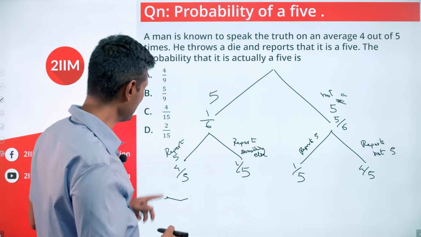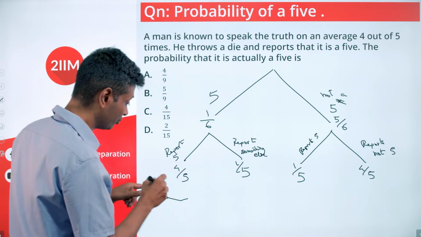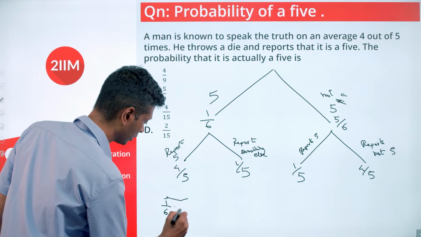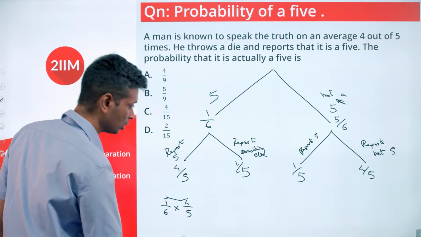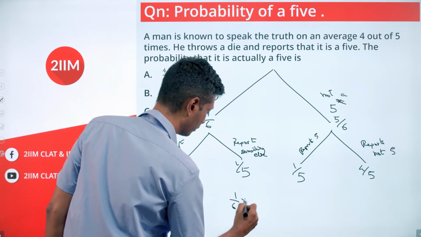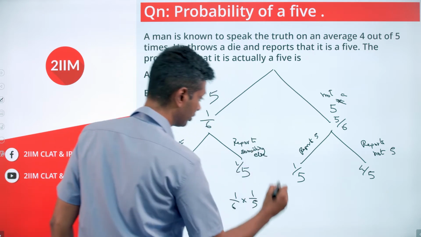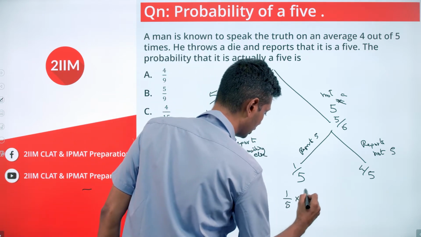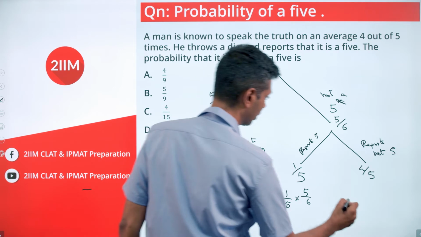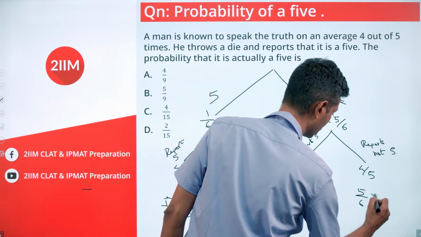That means each of these strands, what is the probability of this occurring? It is going to be 1 by 6 into 4 by 5. Of this occurring, 1 by 6 into 1 by 5. Of this occurring, 5 by 6 into 1 by 5. Of this occurring, 5 by 6 into 4 by 5.